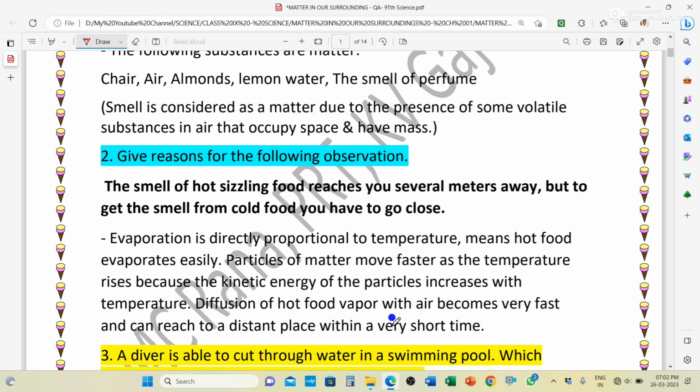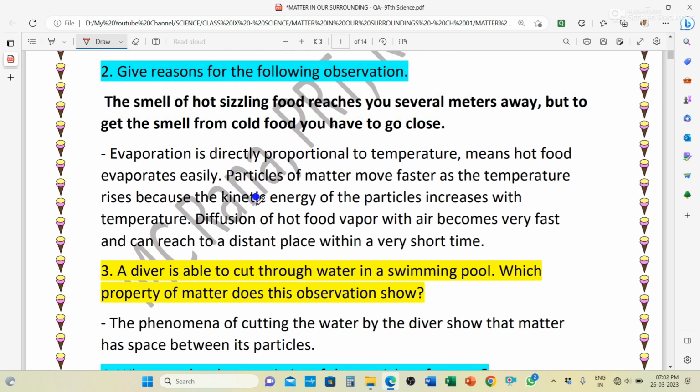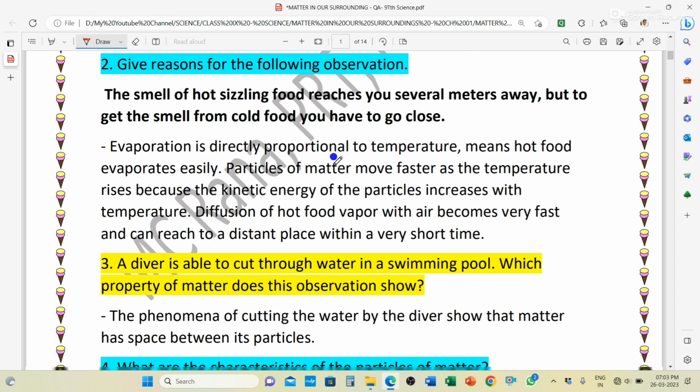So this is the answer. Diffusion of hot food vapor with air becomes very fast because temperature increases, right? And it can reach a distant place within a very short time. So these are the three reasons why the smell of hot sizzling food reaches you very quickly even if you are several meters away from the food.